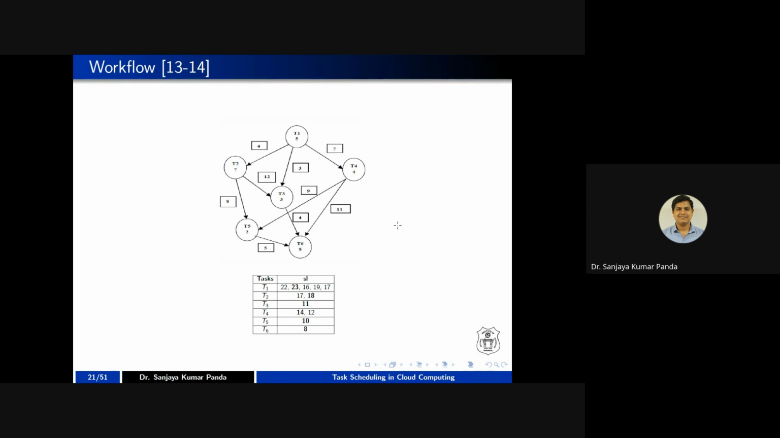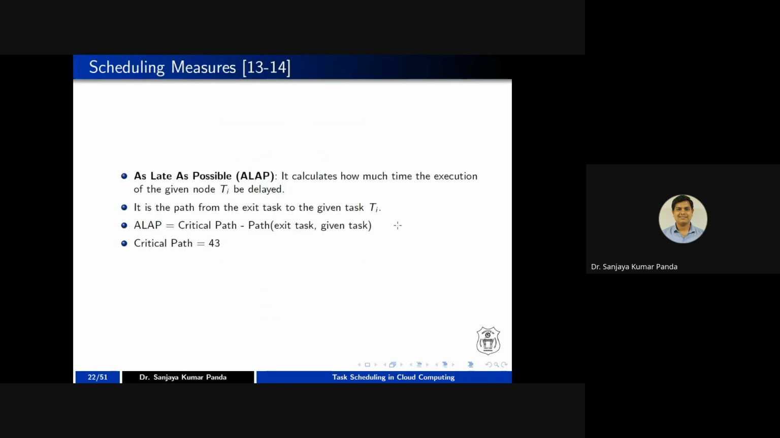Now coming to another one that is called as late as possible. As late as possible means how much time you can defer the execution. In order to find ALAP, first you have to determine the critical path. I think all of you know what a critical path is. The critical path is the maximum path from source to destination, or entry to the exit task. You will go through all possible paths and find the maximum path.